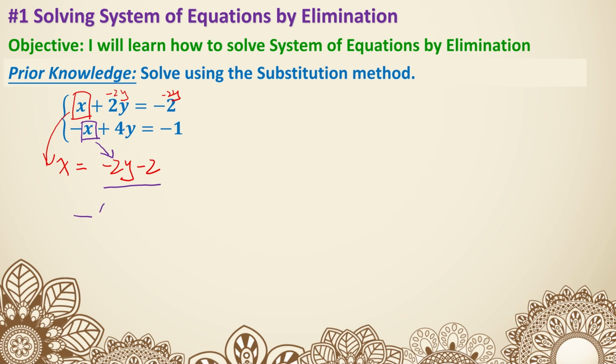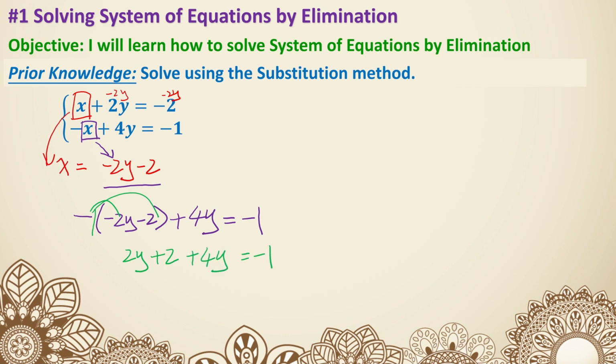So we got a negative 2y minus 2 plus 4y equals negative 1. When there's just a negative sign in the front, it's actually acting like a negative 1. So you're actually distributing a negative 1. It's going to be a positive 2y. Negative 1 times negative 2y is a positive 2y. Negative 1 times the negative 2 is a positive 2 plus 4y, which equals negative 1. Altogether, we will have 6y plus 2 equals negative 1.